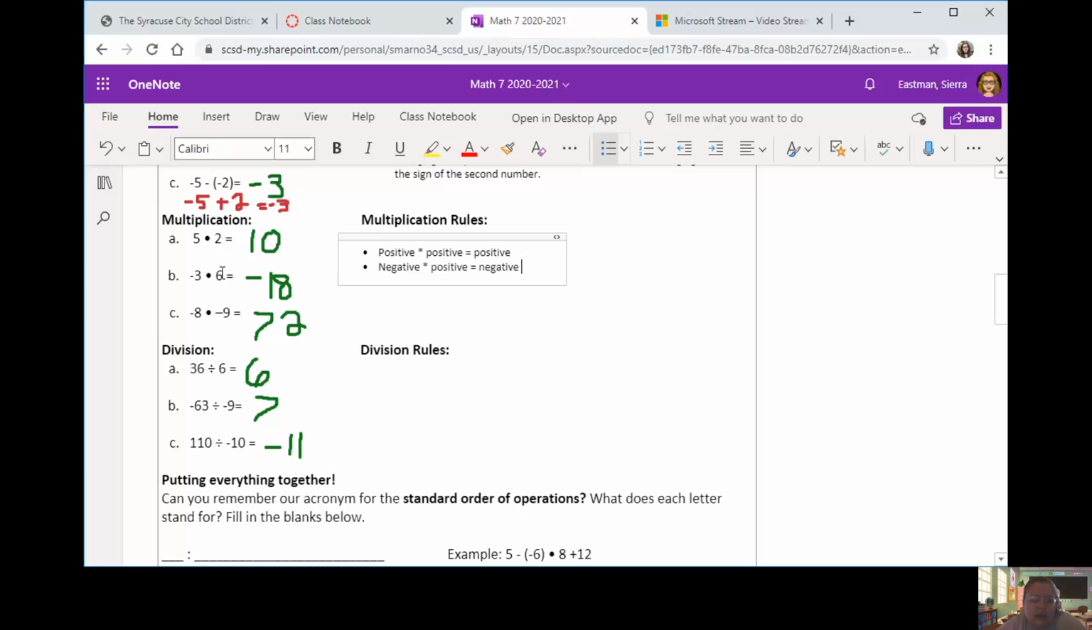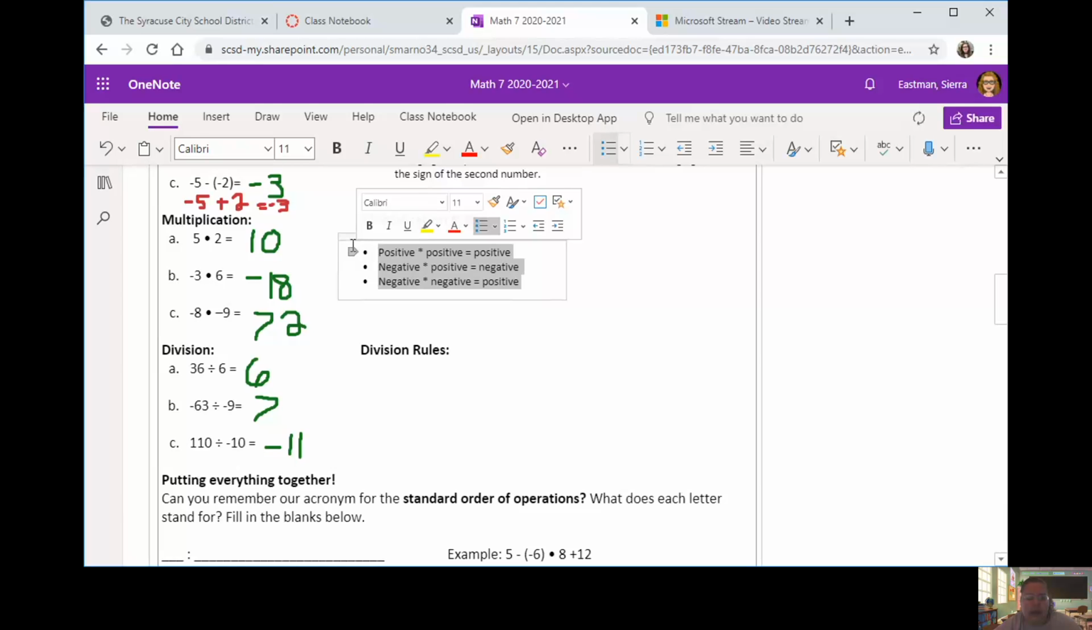Okay, even if the 6 was before the 3, we would still be using the same rule. One would still be positive and one would still be negative. And our very last rule is negative times negative, which equals a positive. Two negatives make a positive.